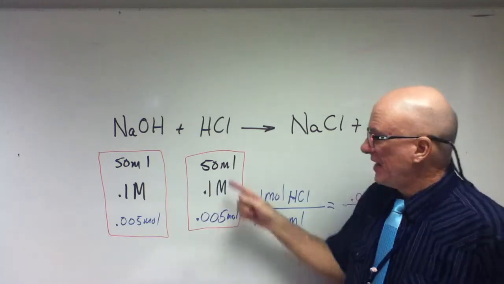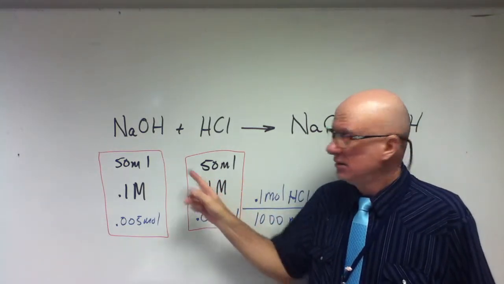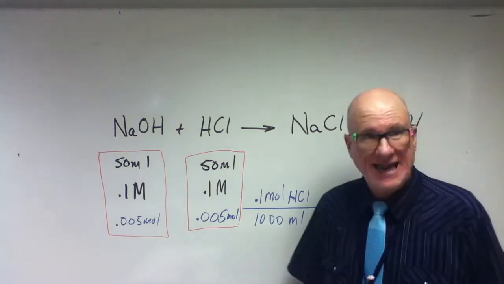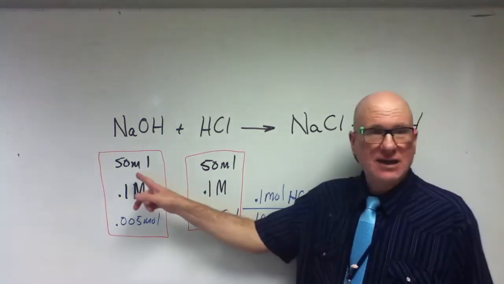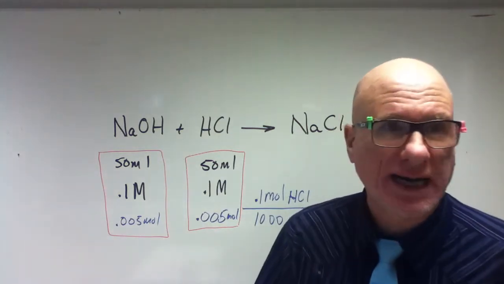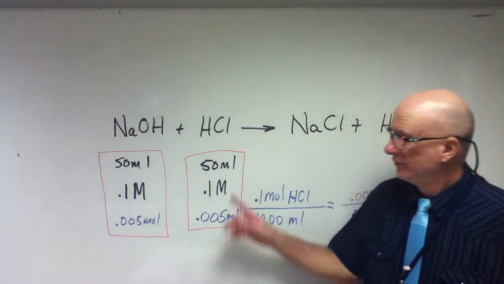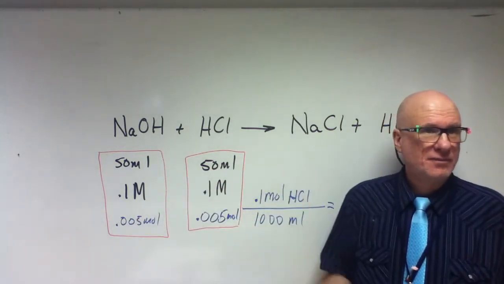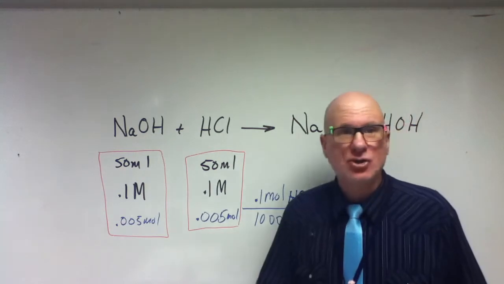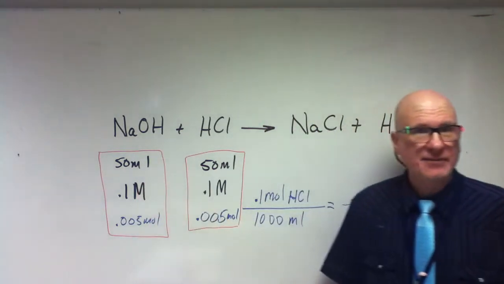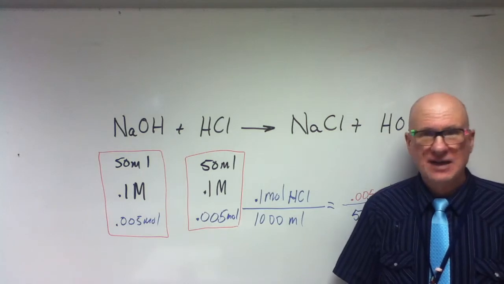How many people see that if I had phosphoric acid, how much of that would I need? Yeah, 3 times, because it's H3PO4. So I would need 150 milliliters. How about pyrophosphoric acid? H4P2O7. I would need 200, right? You see that? Yes?